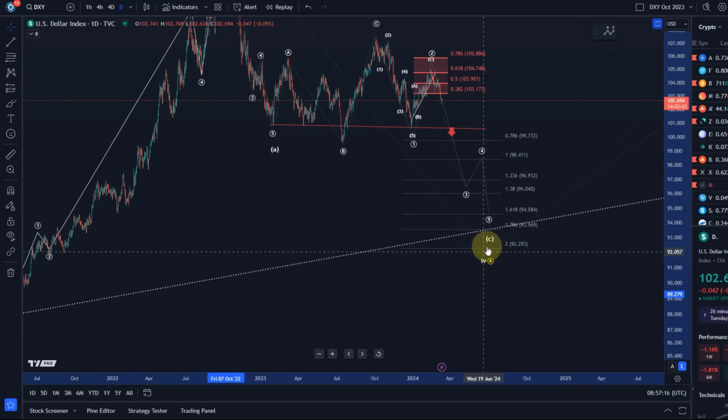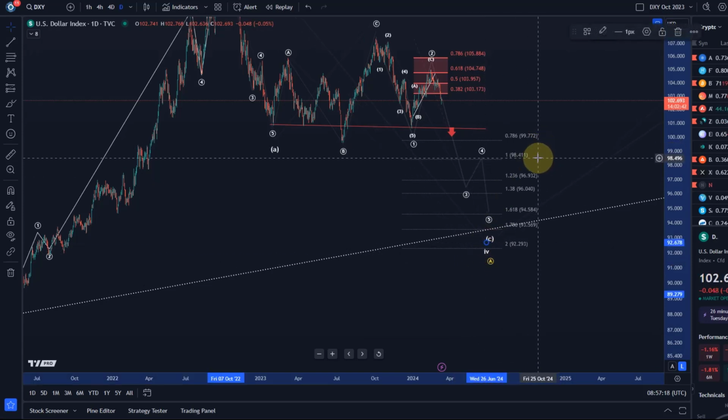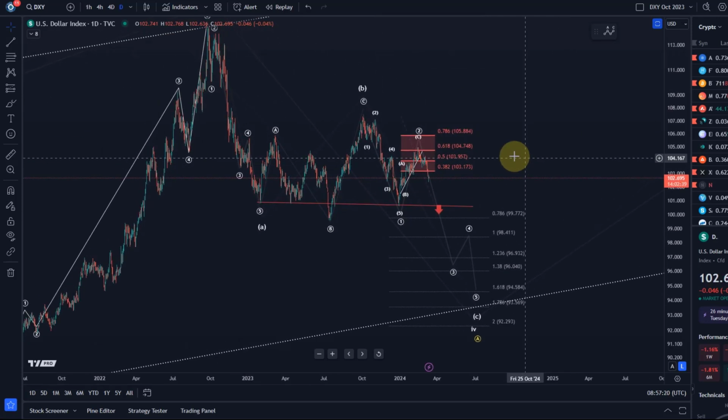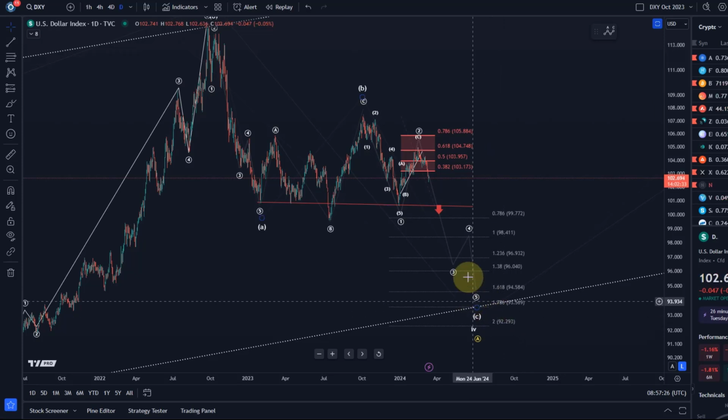So we are going to talk about what I need to see as further confirmation that indeed this outlined wave structure and scenario is unfolding, and what can serve as confirmation that indeed we are moving in the third wave of the C wave to the downside.